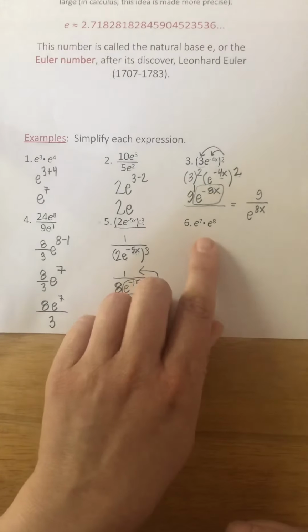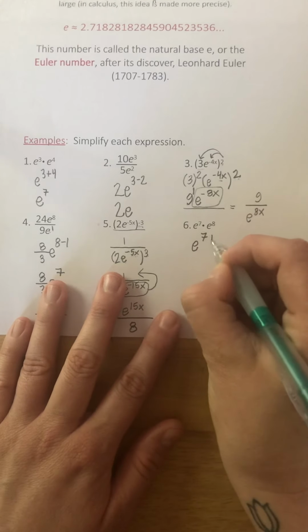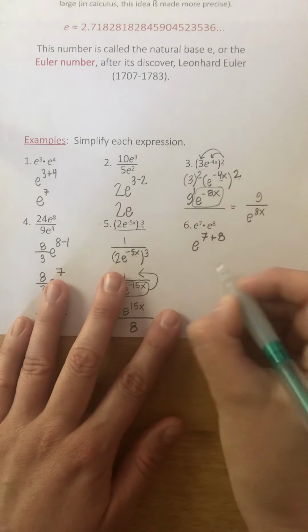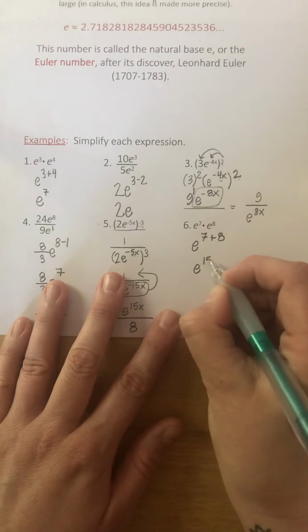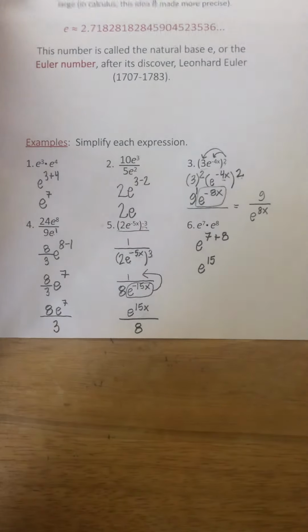All right, number 6, again, we're multiplying. So the rule is you keep your base, you add your exponents, and so we're going to get e to the 15th power. So that's a good review of our properties of exponents.